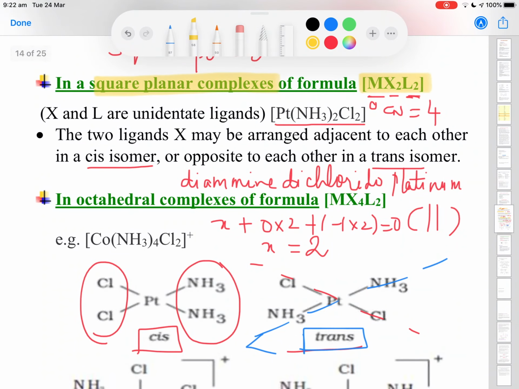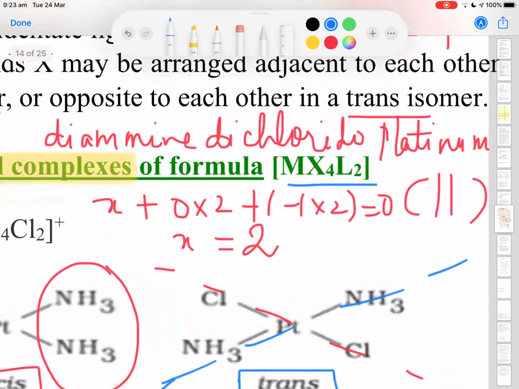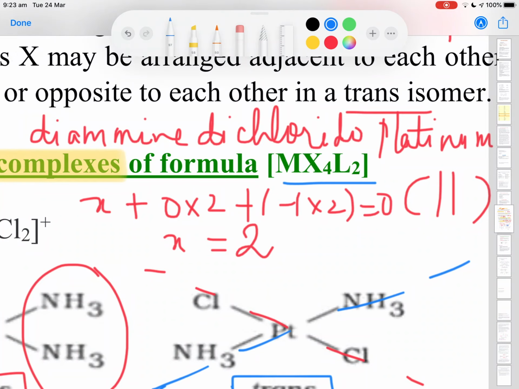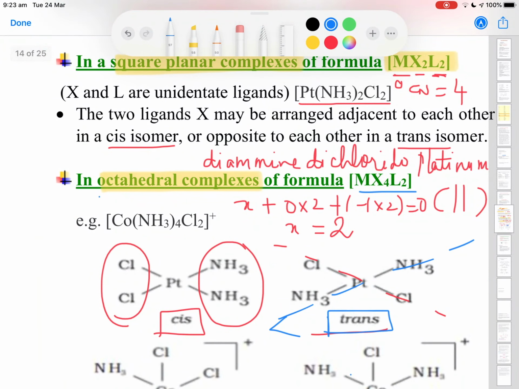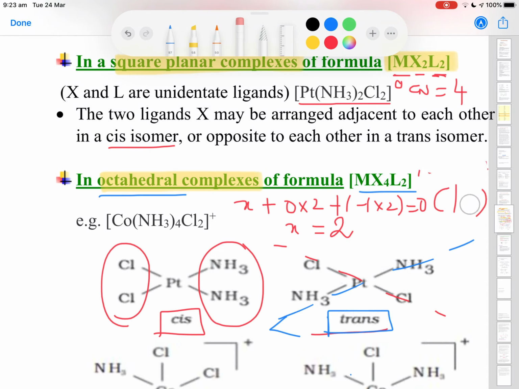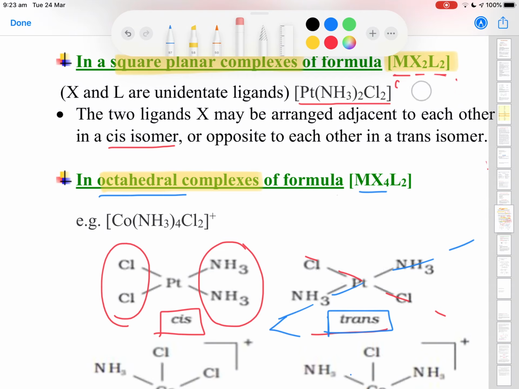Another type of isomerism can be discussed in octahedral complexes. I'm talking about the same geometrical isomerism but in octahedral complexes. Octahedral complexes means the coordination number would be 6. As it is clearly mentioned here, X type ligands are 4 in number and L type ligands are 2. So the total coordination number becomes 6. Hence, its geometry is octahedral. Let me erase this so that I can use this space for writing the name of this complex. That's the octahedral complex mentioned over here.